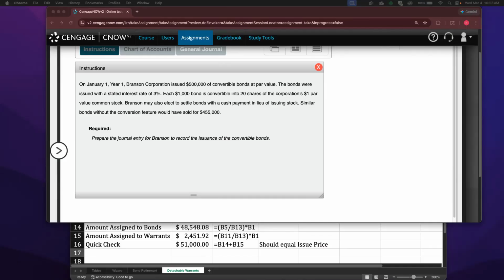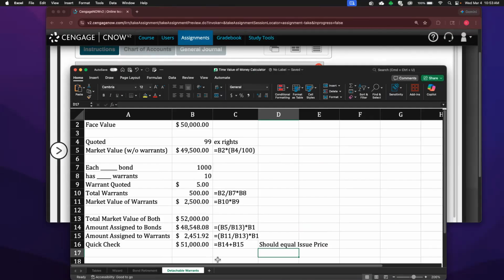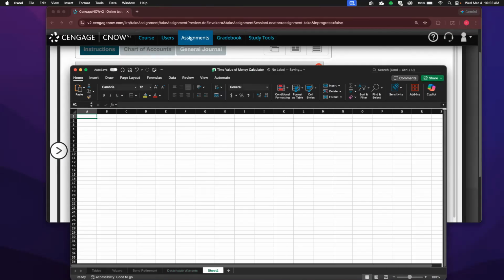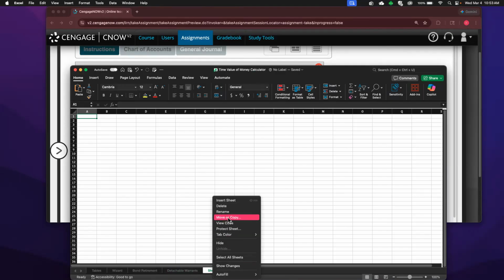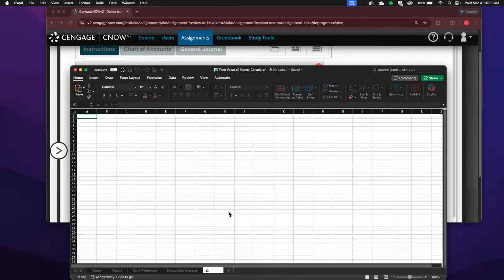So with convertible bonds, part of what our investors are buying is a normal bond and debt, and an equity conversion feature. Because Branson can settle them in cash, we're going to separate our debt portion from our equity portion. So let's make another part of our spreadsheet, and we're going to call this part of our spreadsheet convertible bonds.